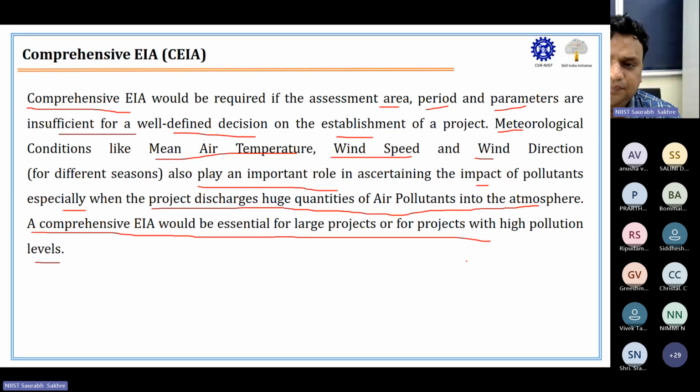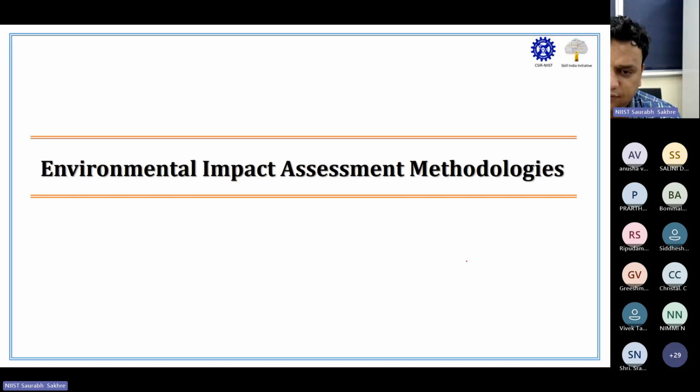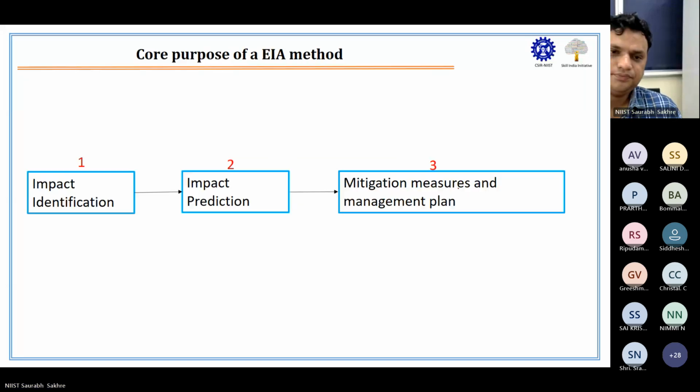Now we will see what types of procedures and methods are available with us to carry out EIA. After this, we will have a question and answer session. So we'll start with the methodologies of EIA.